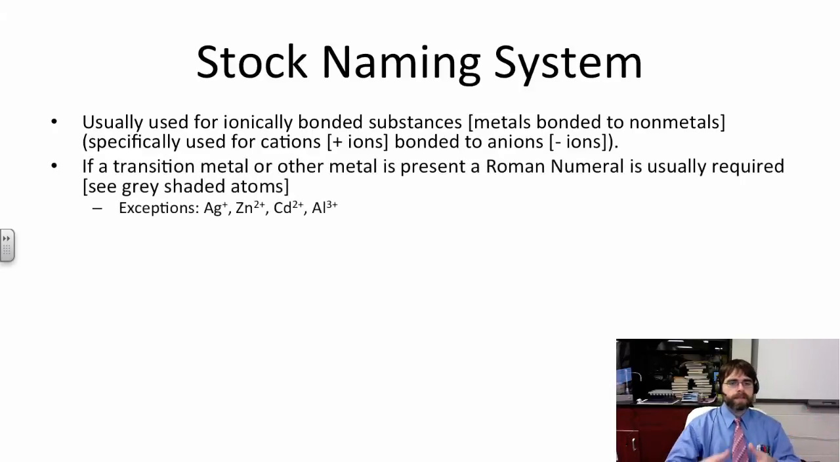Furthermore, the stock naming system also uses Roman numerals if there is a transition metal atom in there. Technically speaking, I should say transition or other metal. Technically speaking, there are 4 exceptions there.